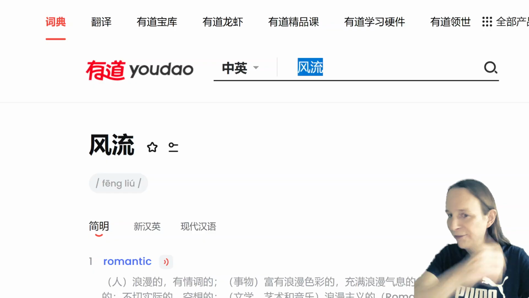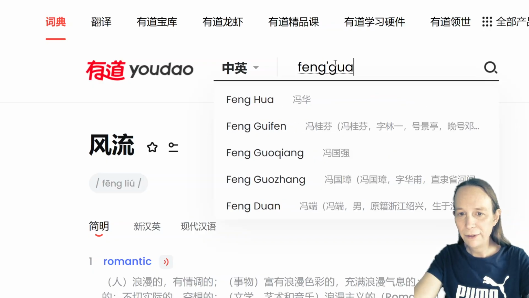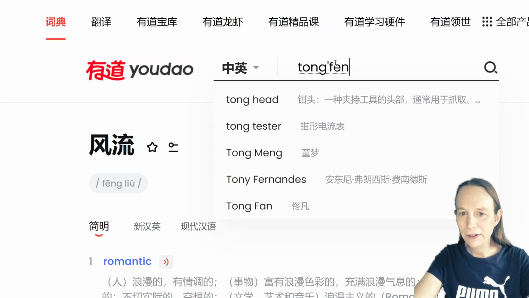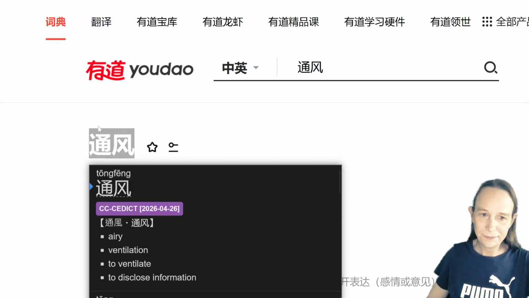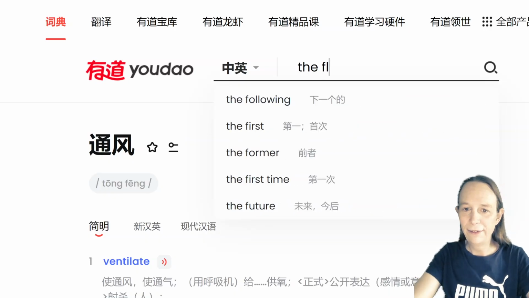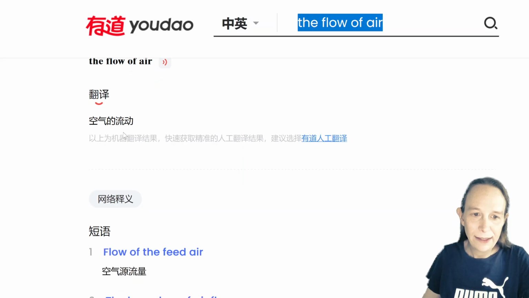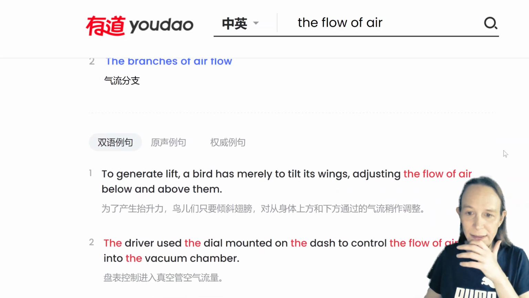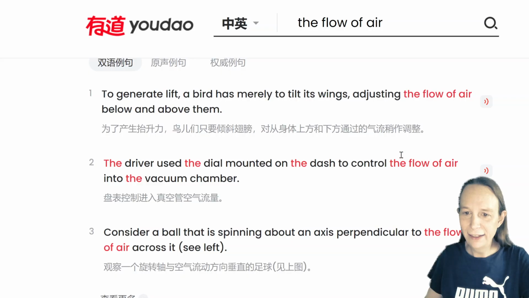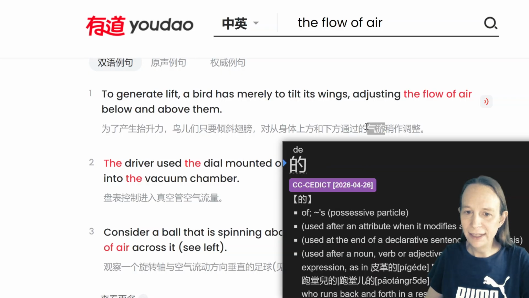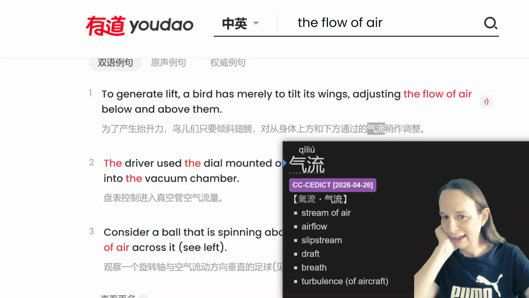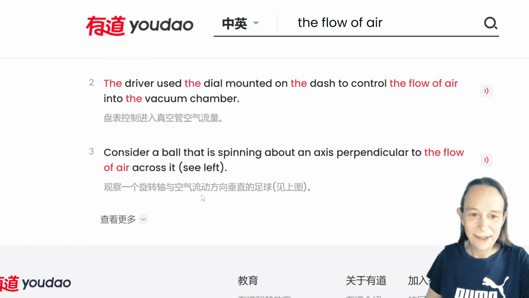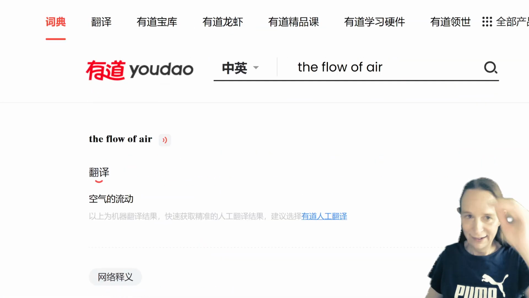wind blows. So 风刮? No, 风, the flow of air. 风通. 风风? I don't know. The flow of air. 流动. Is there like a 2-character version of this? 气流, this one. 气流, airstream. 气流. Yeah, 气流. All right.